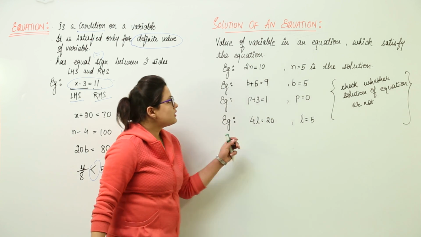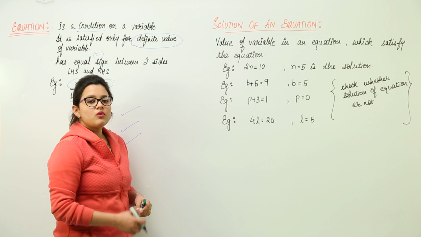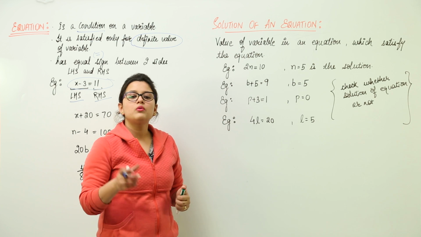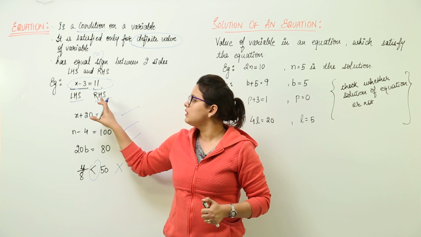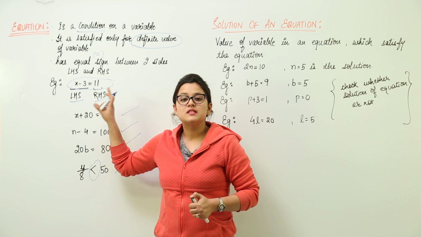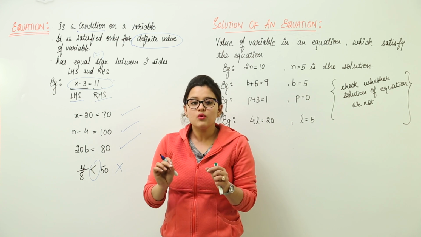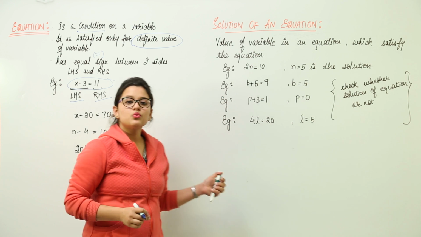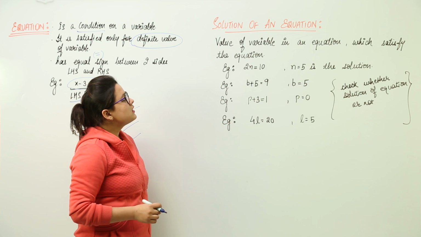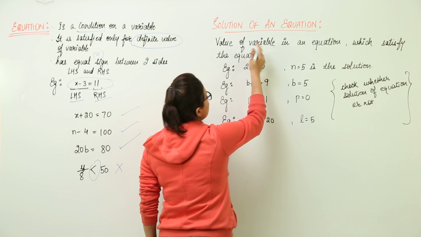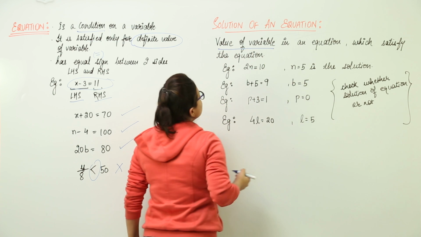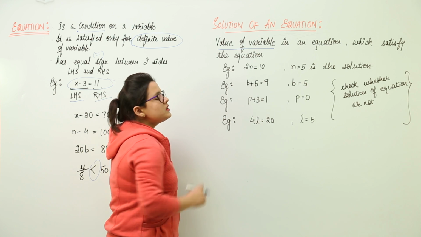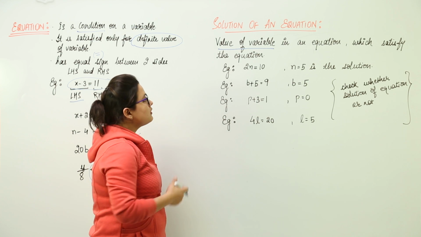Now moving to the next, the solution of the equation. Now what is the solution? Here I just talked about the definite value of the variable for which the equation will get satisfied. So the value of the variable for which the equation is getting satisfied is known as the solution of the equation. The value of the variable in an equation which satisfies the equation is known as the solution for that particular equation.